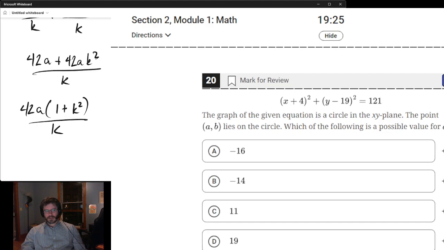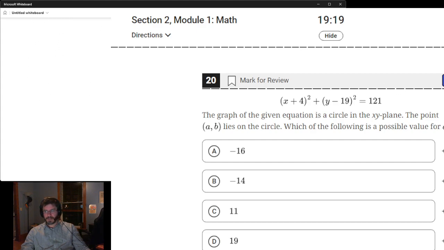All right, looking again. This is a circle expression now. What are they asking? They want the point AB is on the circle. What is the possible value for A? So we want the x coordinate of a term that is on this circle. Interesting. We could probably graph.